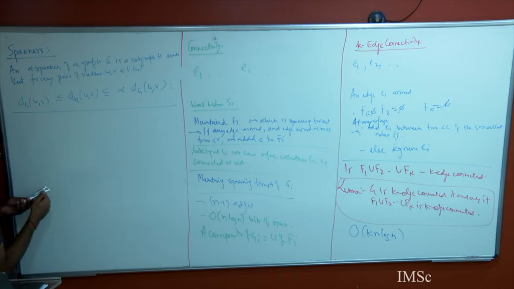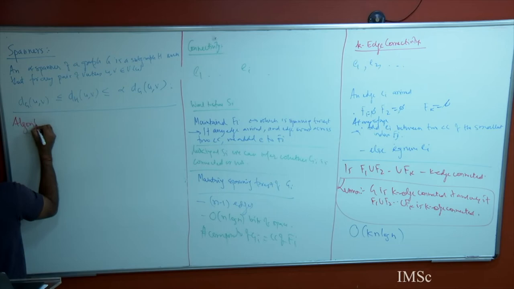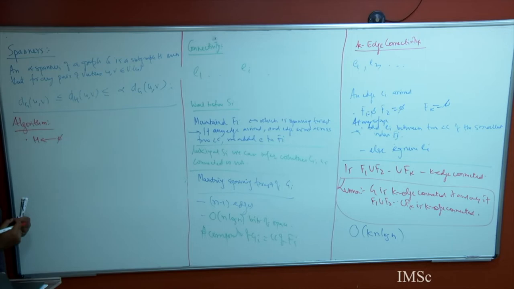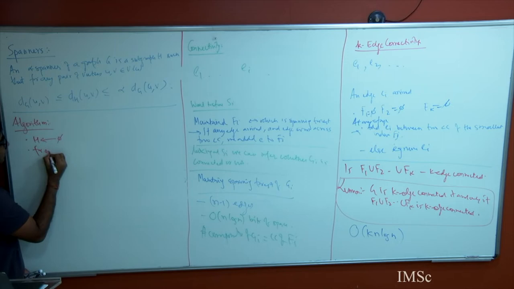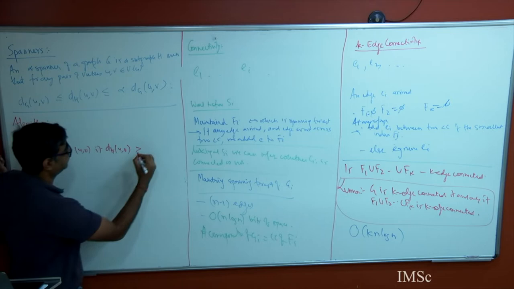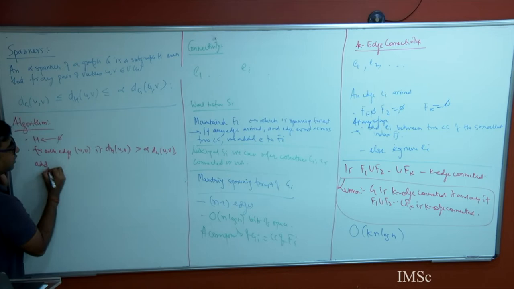And what algorithm did we make? The algorithm we made for this problem was very simple. Currently I'm storing something, H, which is some empty set. We said that for each edge u, v, if there is no shortcut in my current graph, that is, if the distance between u and v is more than alpha times d_G(u, v), add (u, v) to H.